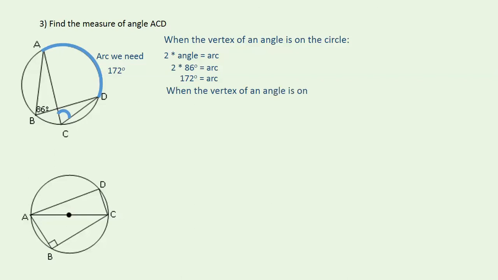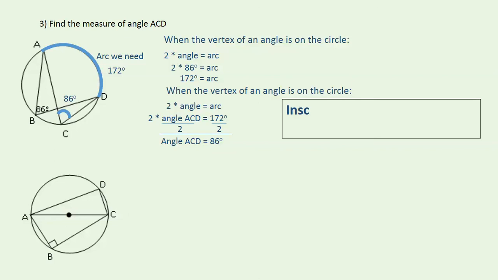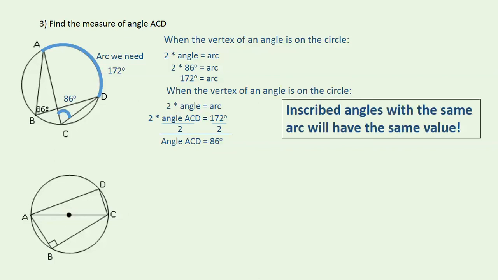When the vertex of an angle is on the circle, 2 times the angle equals the arc. So 2 times the angle ACD is going to be 172 degrees. To solve, we divide both sides by 2, and we find that angle ACD is 86 degrees. Inscribed angles with the same arc will have the same value, as we heard before.